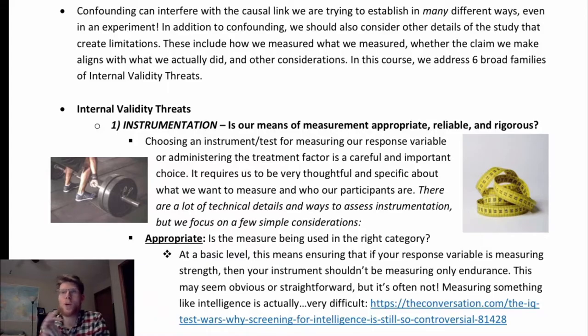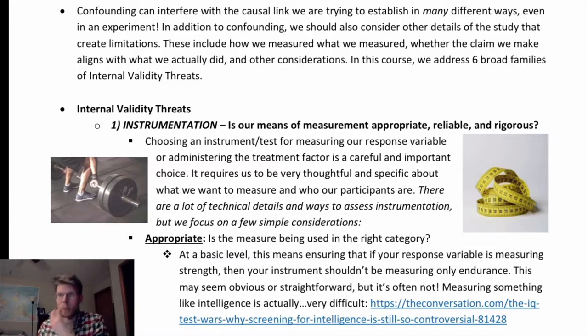So appropriate might be this first category here, and that would just be, are we in the right category? Is the measure that we're choosing sensible? For measuring strength, our instrument shouldn't just be measuring endurance. That's a very narrow measure of strength, right? So we should be measuring other things. We should probably argue that we should be pretty comprehensive about what we're measuring. But just in terms of appropriateness, the first question is, are we in the right category of thing that we're measuring?